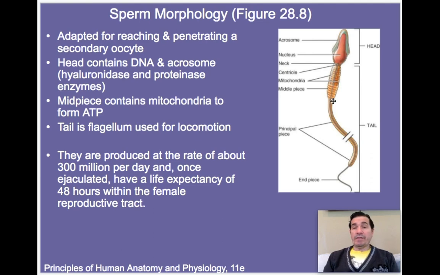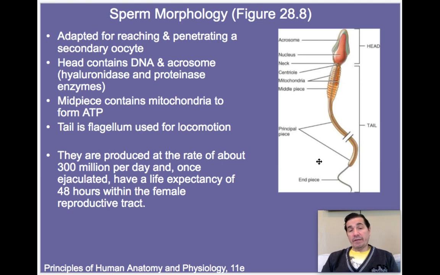The midpiece inside will actually have mitochondria. The mitochondria is useful because the sperm cells require energy, so they have to convert sugars to energy. In the tail will have proteins, and the proteins provide the flagella to actually cause movement. So it requires the energy from the midpiece.